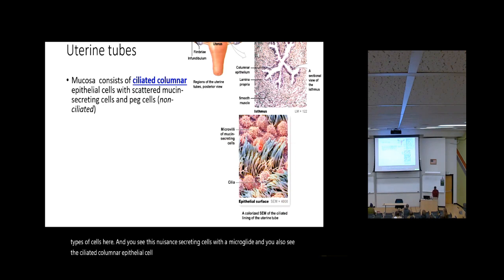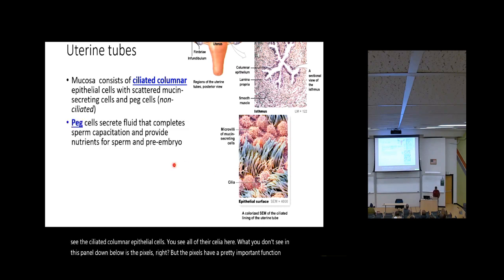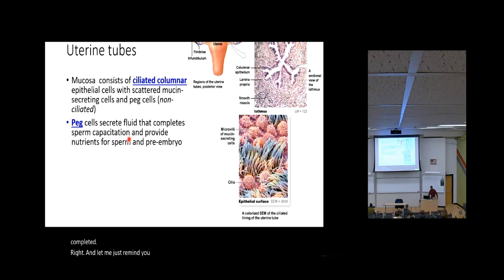You see all of their cilia here. What you don't see in this panel down below is the PEG cells, right? But the PEG cells have a pretty important function, and these PEG cells are going to secrete a fluid which will help the sperm capacitation to be completed, right? And let me just remind you what capacitation is.